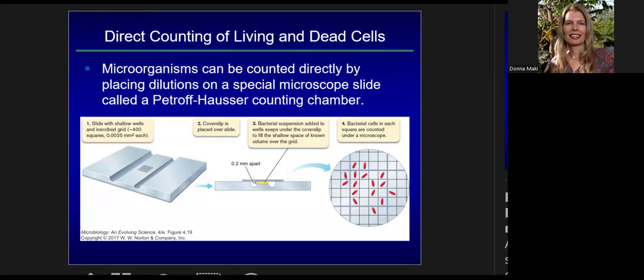So there's this grid pattern, and the counting chamber has directions that come with it, and it'll say count so many of the bigger grids, and then they'll give you a formula that you can use to calculate total cells per volume. So it's doable, but like I said, it's not something I do for a big, long experiment. This is more of a quick check that I'll do if I just want a snapshot of where we're at.